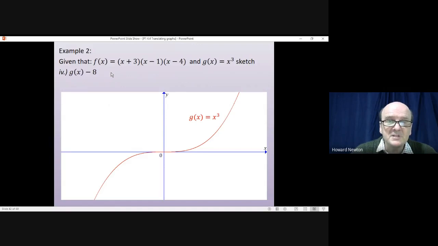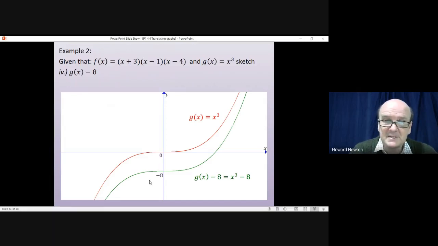Part 4 asks us to sketch g of x minus 8. We're taking away 8 from the whole function, so we're taking away 8 from the y values. And that means that the whole graph is just going to move down by 8 units. So it'll be exactly the same as this shape, just moved down by 8, so that the intersection point there on the y-axis is at minus 8.